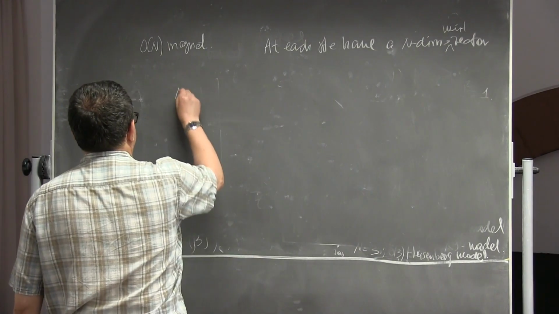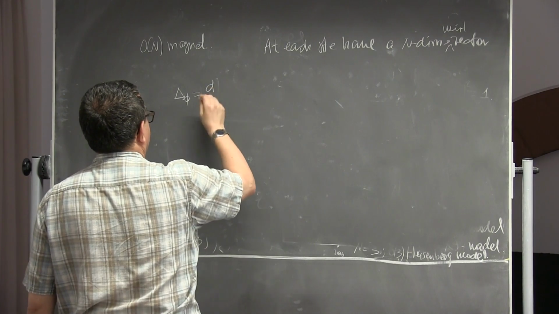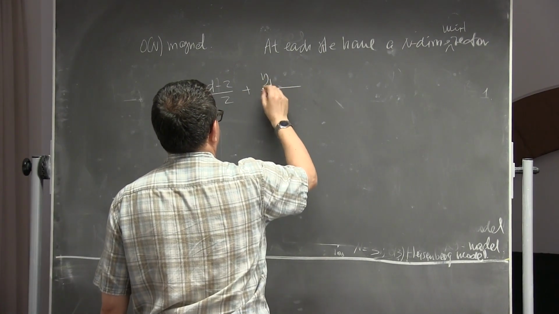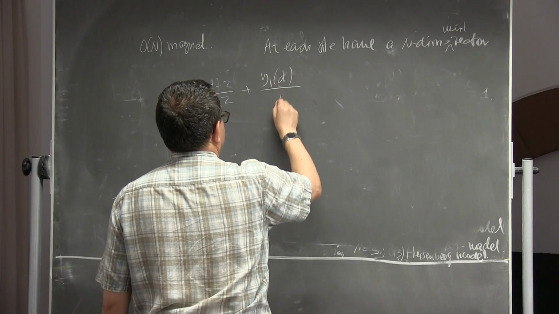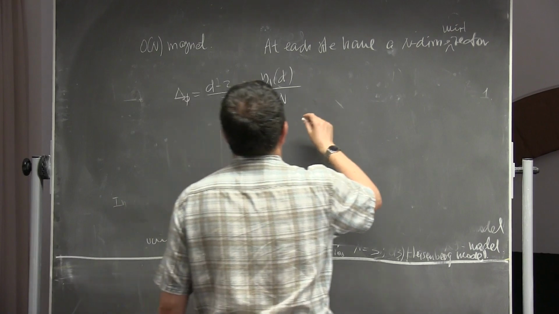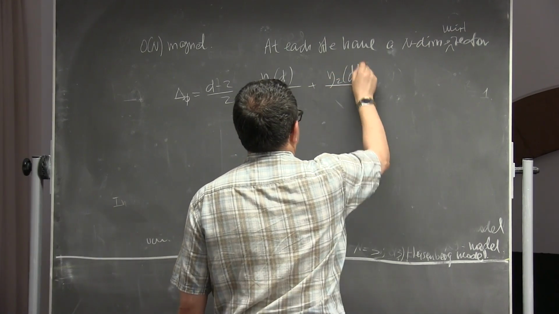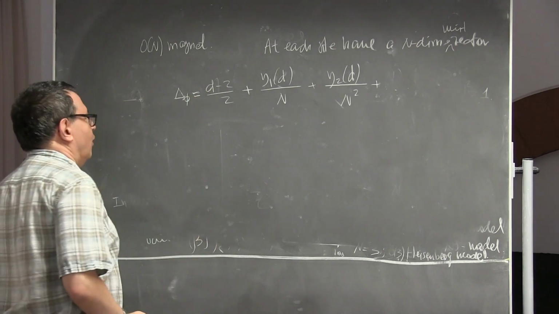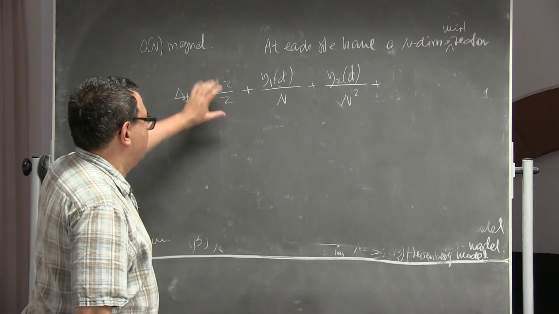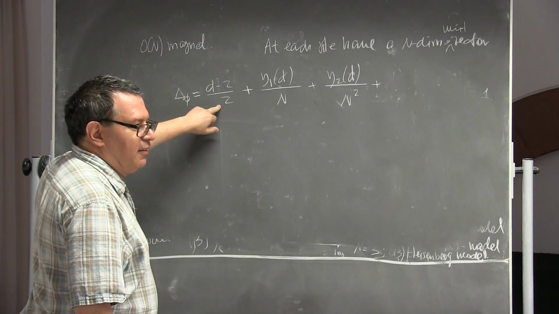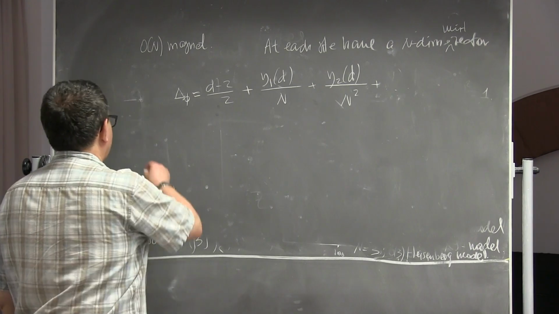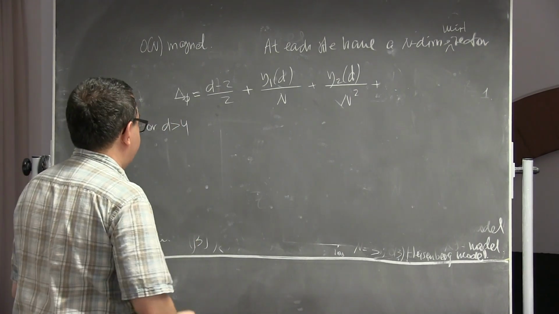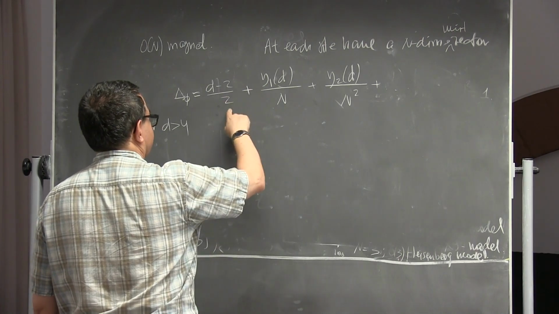So this delta phi will be (d minus 2) over 2. This is the free field critical exponent plus some eta 1 of d divided by n, plus eta 2 of d divided by n squared, and so on. Okay, and just a sort of conventional picture is that for the standard phase transition, for d greater than 4, there is just a mean field critical exponent, and these corrections vanish.